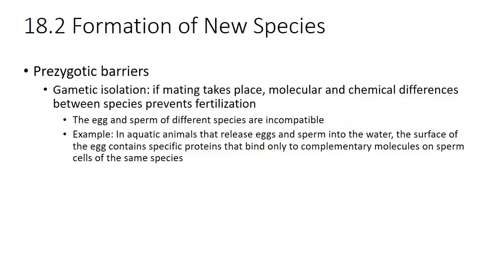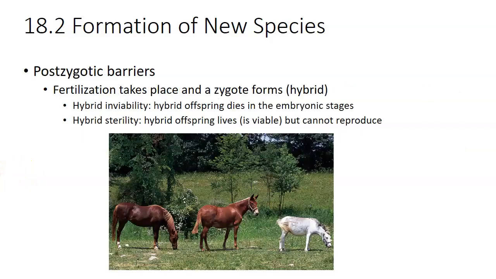So you have the egg of one species and let's say sperm of a separate species. The sperm of that separate species will not be able to penetrate the egg. It will not be able to bind to the surface of the egg, nor will it be able to gain entry into the egg because there are molecular differences on those gametes that prevent that combination. The surface of the egg in this case is going to have very specific proteins that will only bind to the complementary molecules on the outside of the sperm cells of the same species. If it's a different species, they just won't bind.